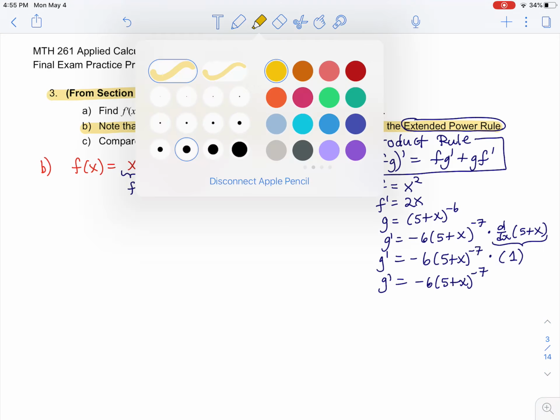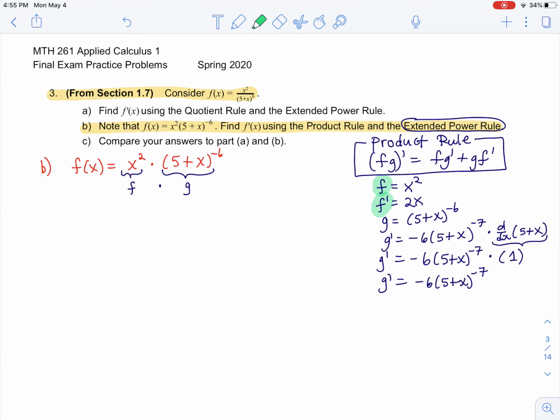So we got 4 pieces right here. We got f, f prime, g, and g prime. I'm going to go ahead and use these 4 pieces and do the product rule, okay? So the derivative is going to be f times g prime, fg prime. I hate using f, because right now they mean 2 different things.